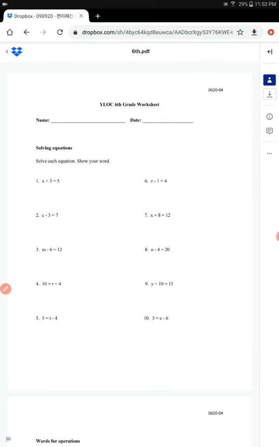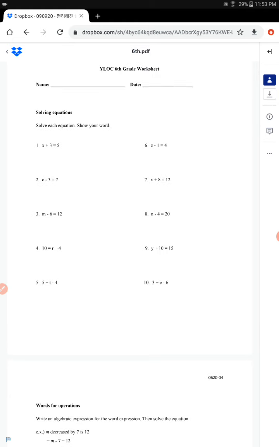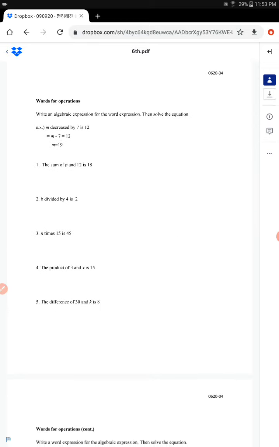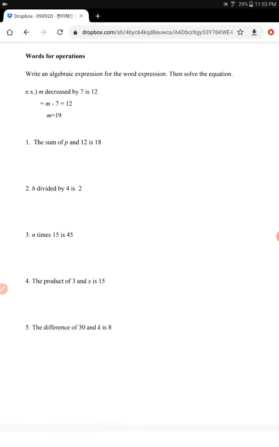And then solve all of these problems, and then come back when you're done, and then we'll do the next page here. And on the next page, it is asking to write an equation from the expression and then solve the equation. Okay.